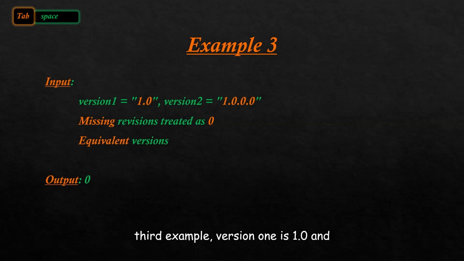In the third example, version 1 is 1.0 and version 2 is 1.0.0.0. Here version 1 has 2 revisions but version 2 has 4. However, the missing revisions in version 1 are treated as 0. That means we are essentially comparing 1.0.0.0 with 1.0.0.0. Both are equal, so the output is 0.